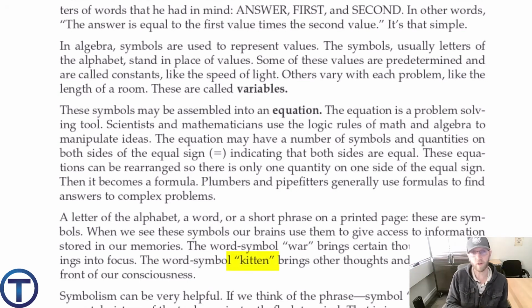What about another word? I'll give you the word kitten. What just happened in your mind? All of a sudden you've got images, right? This is an example of how we use letters to represent something else, and that something else is connected. Basically, these variables are going to stand as symbols.